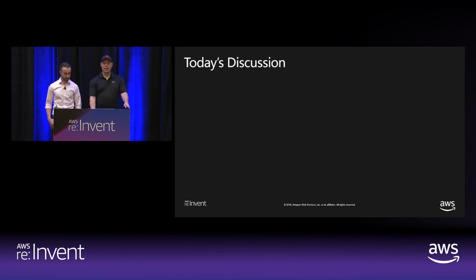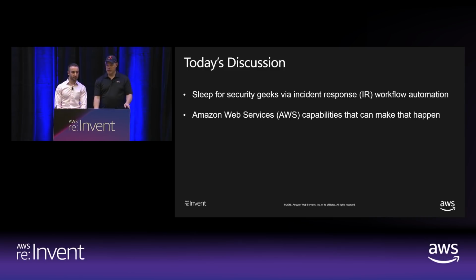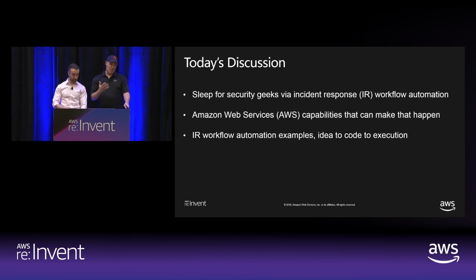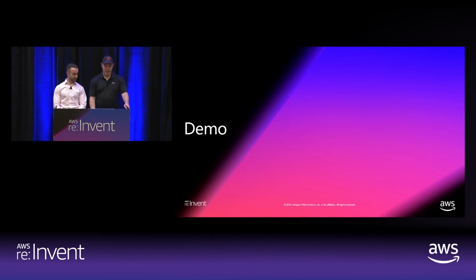So here is what we will be geeking on. We're going to talk about sleep for security geeks via incident response workflow automation. We will talk about a number of AWS services and capabilities that will actually help you make that happen. We're going to present a number of incident response workflow automation examples. We'll go from idea to code to actual execution. We'll have a number of resources to further assist you in getting that well-deserved sleep. And of course, we're going to have some demos. We want to prove all that stuff to you. We want to show you how it works. Great, let's get to it.